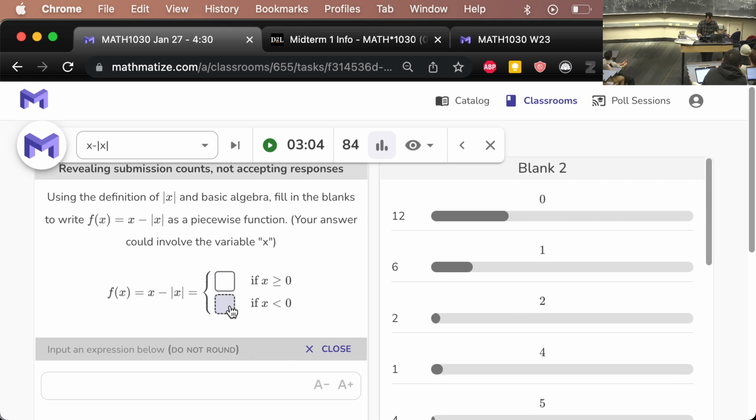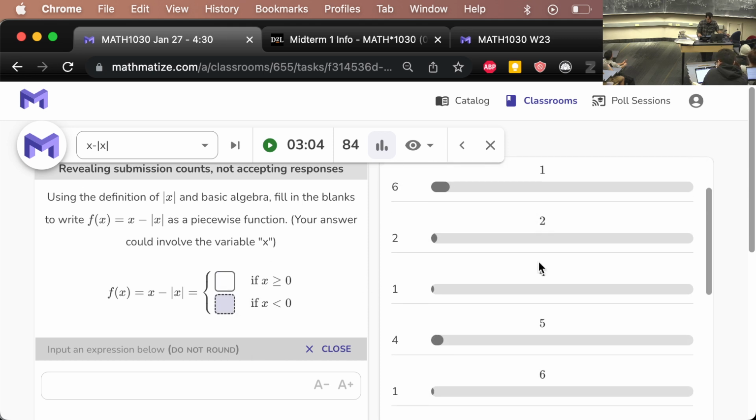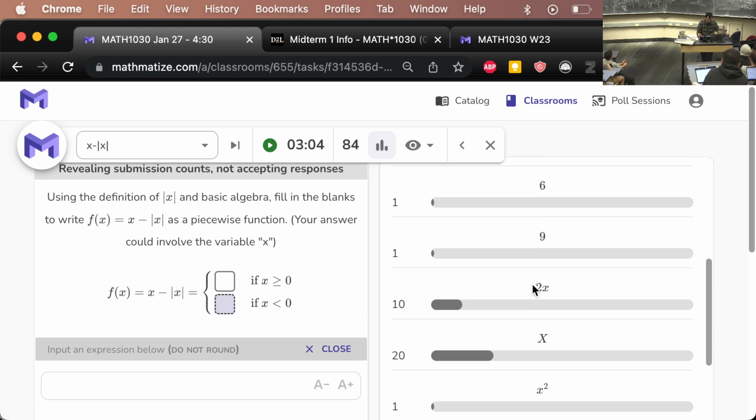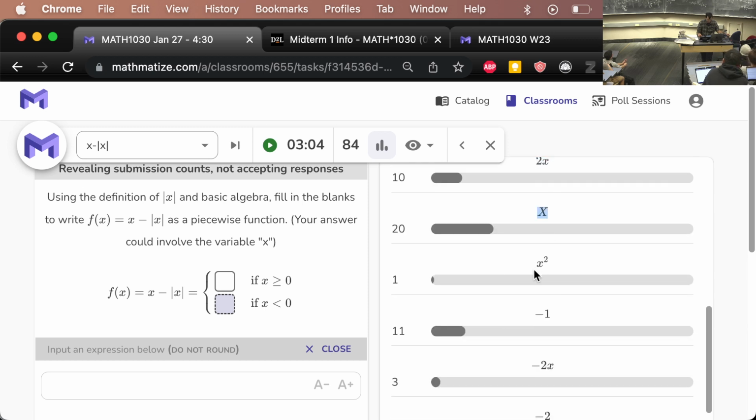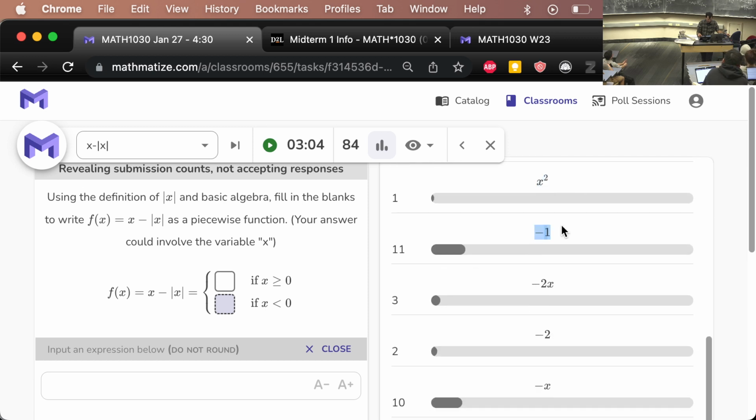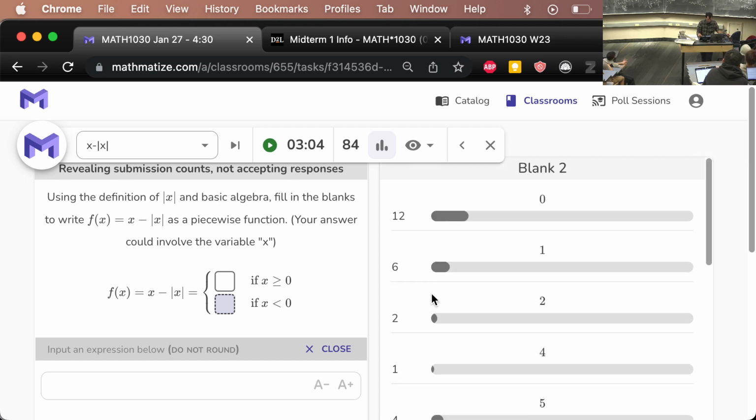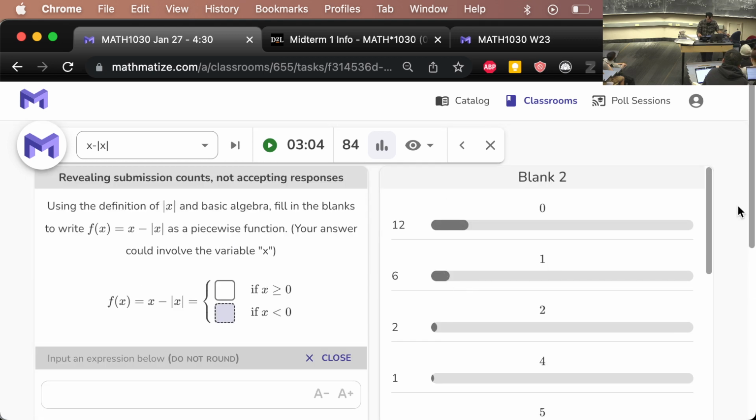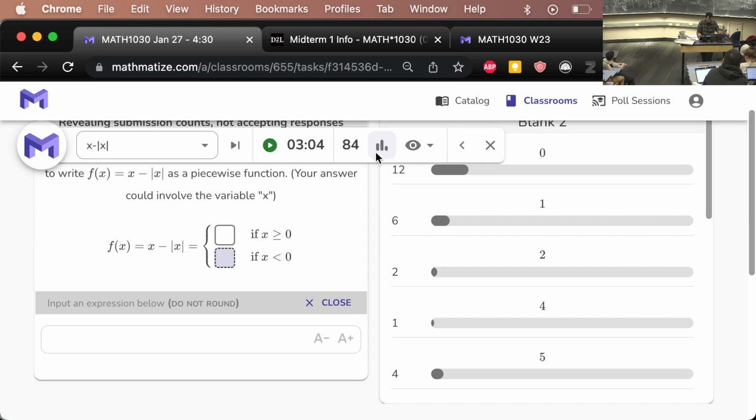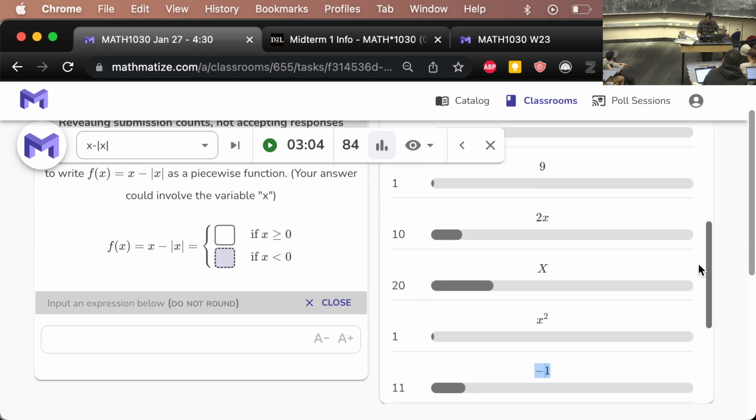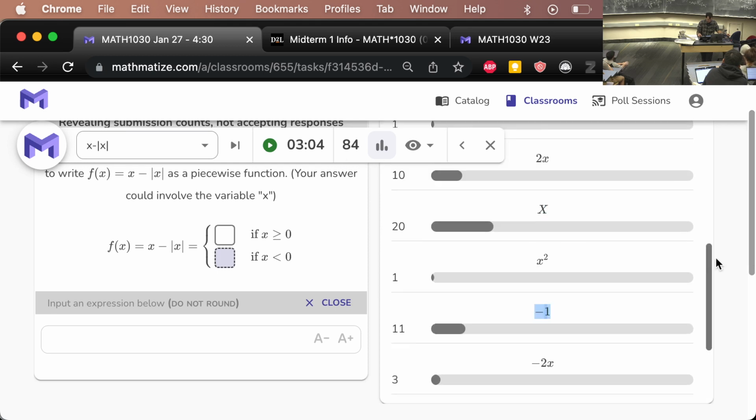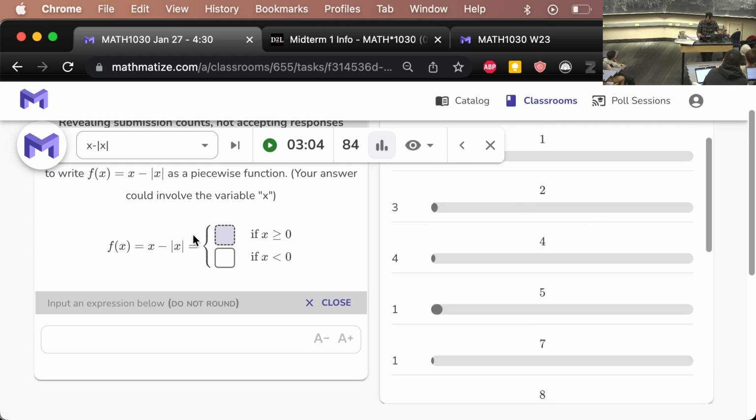And what about down here? Okay, here 0 again, somewhat popular. Then 1, 2, 3, 4, 5, 6. Some people said 2x. Some people said x. Some people said x squared. Some people said minus 1. So no answer is close to a majority here, right? A majority would be like 40 people. The highest ranked answer has like 20. So I think this one is a bit confusing.